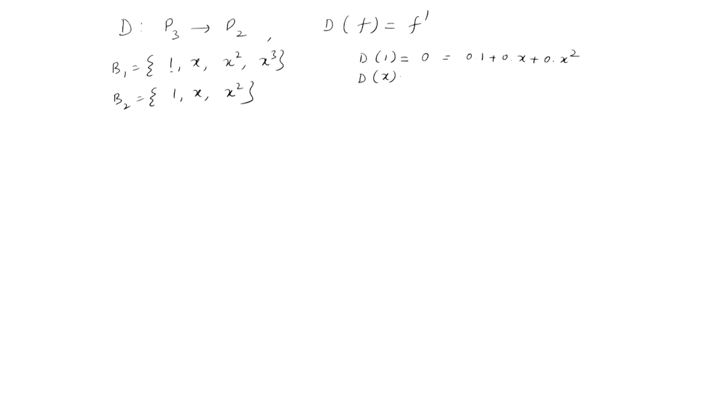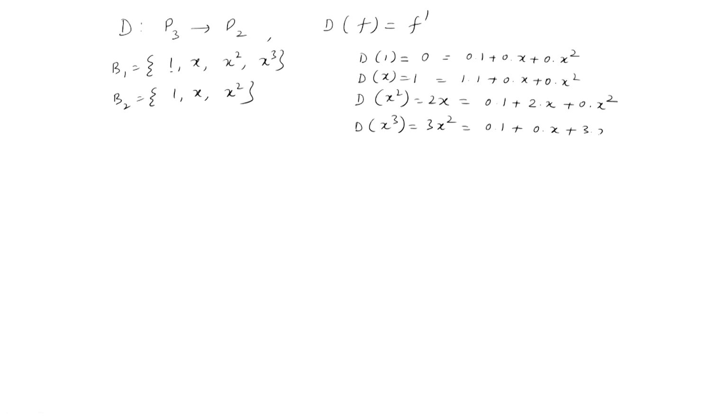Differential of x is 1, which can be written as 1 times 1 plus 0 times x plus 0 times x square plus 0 times x cube, because this element is in P2. Now, what is d of x square? D of x square is 2x, which is 0 times 1 plus 2 times x plus 0 times x square. And what is d of x cube? It is 3x square, which is equal to 0 times 1 plus 0 times x plus 3 times x square.